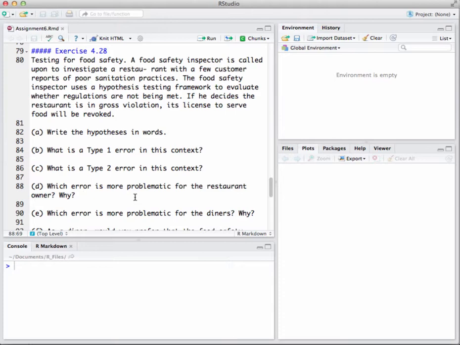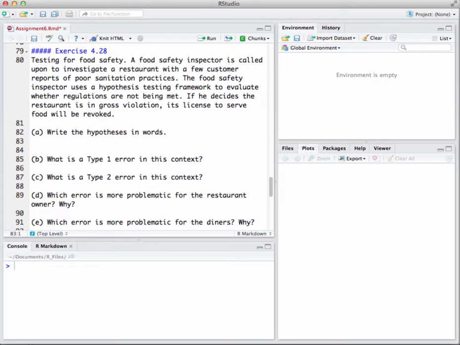So if we're testing for food safety, what they want to know for us is they're saying is a food safety inspector is called upon to investigate a restaurant with a few customer reports of poor sanitation practices. Nasty. The food safety inspector uses a hypothesis testing framework to evaluate whether the regulations are not being met. If he decides the restaurant is in gross violation, its license to serve food will be revoked. So write out the hypotheses in words here for us.